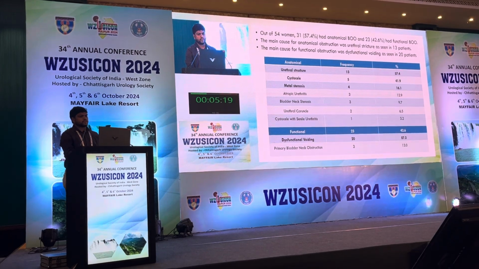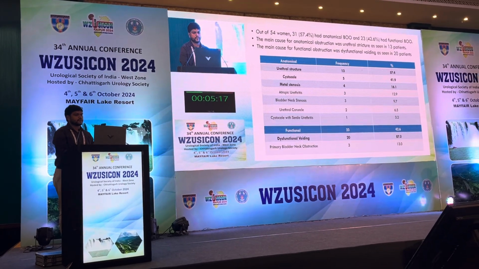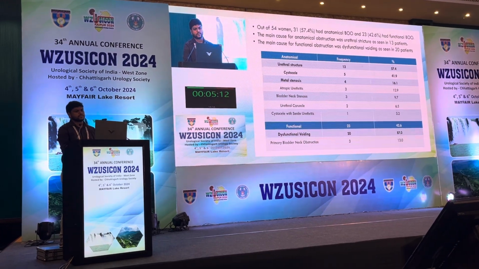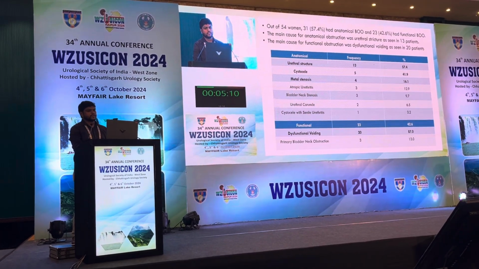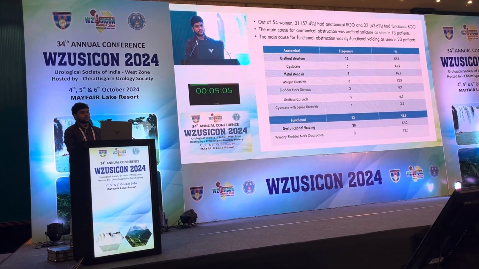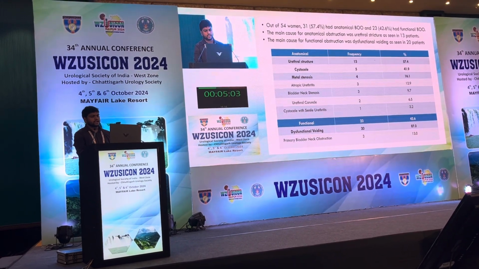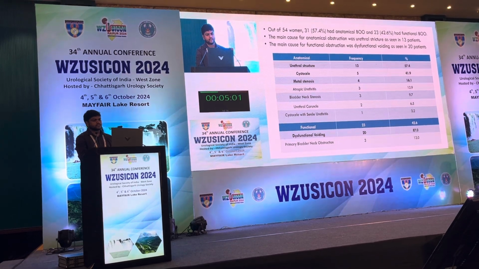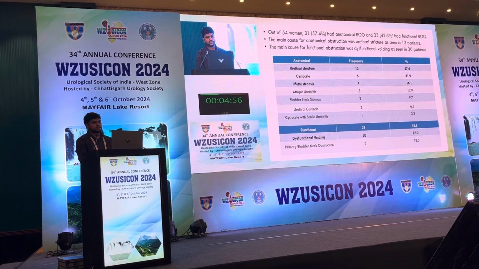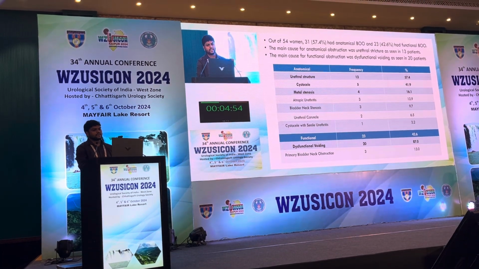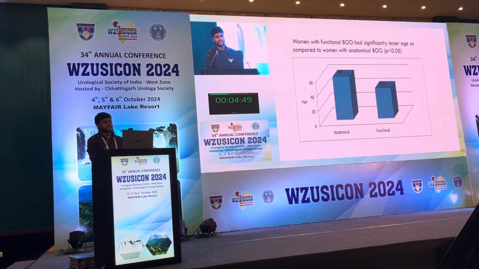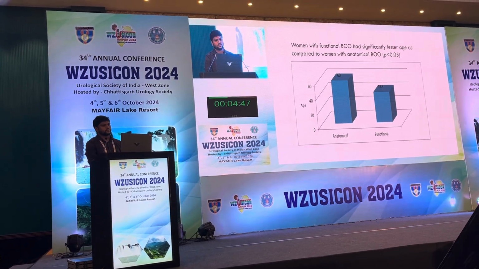About parity, 33.3% had true parity and 3.7% had no parity. Out of 54 women, 31 patients, that is 57.4%, had an anatomical cause of BOO and 23 patients, that is 42.6%, had a functional cause of BOO. The main cause for anatomical obstruction was urethral stricture as seen in 13 patients. The rest of the causes are cystocele, meatal stenosis, atrophic urethritis, bladder neck stenosis, urethral caruncle, and senile urethritis. The main cause for functional obstruction was dysfunctional voiding as seen in 20 patients.